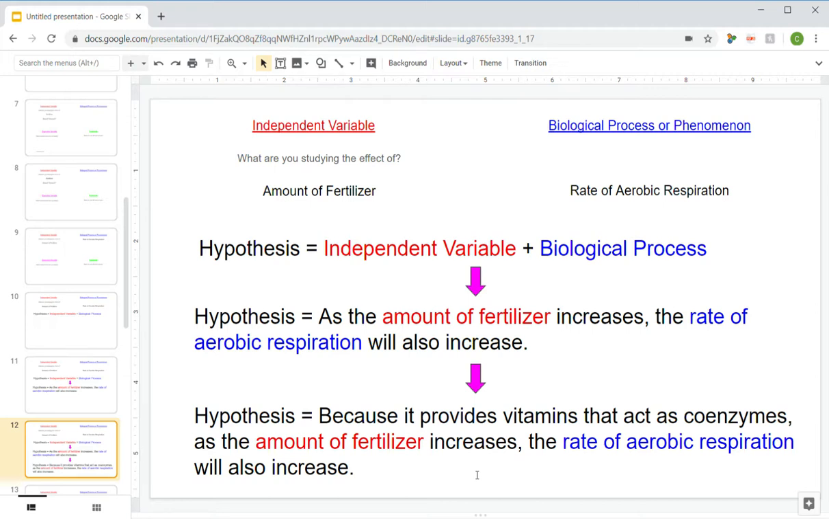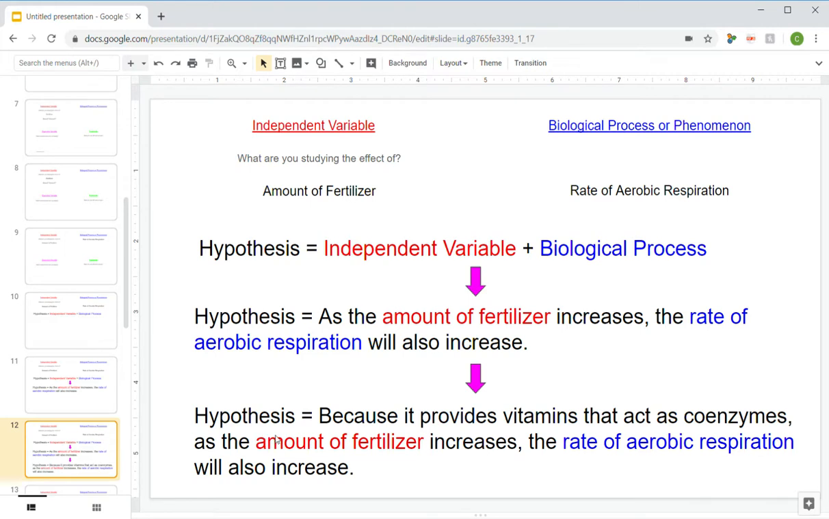So if you submit a hypothesis to me that says fertilizer will affect respiration, nope, you need to turn around and redo that. You need to define that relationship. So we're saying as one increases, the other will also increase. Maybe you think as one increases, the other will decrease, or as one decreases, the other will increase. Maybe you think there's an optimum, like it would look like a bell curve if you chart it out. There are a lot of different relationships that could exist. So again, you need to define what that relationship is between the independent variable and the biological process.